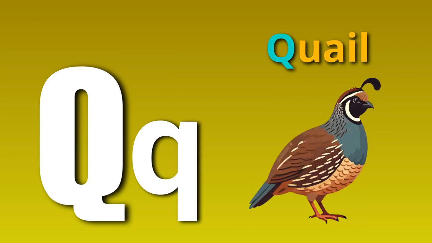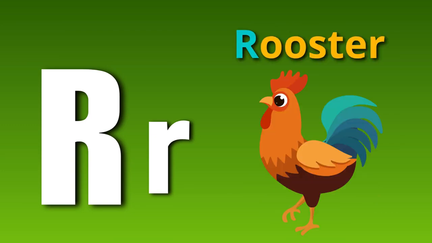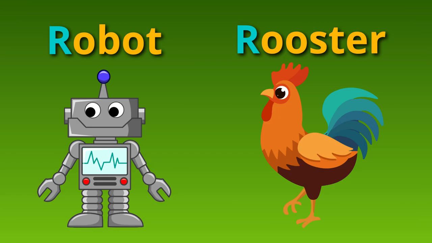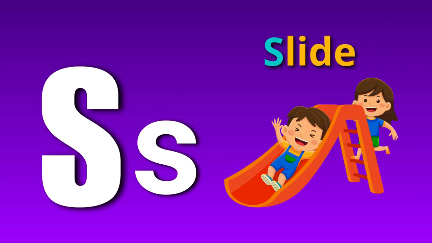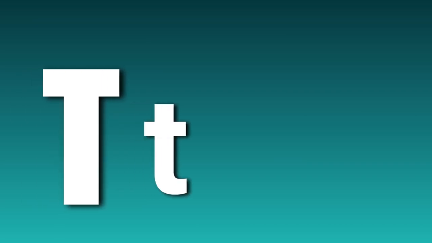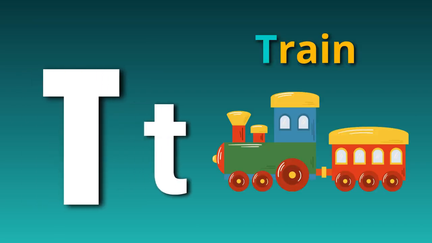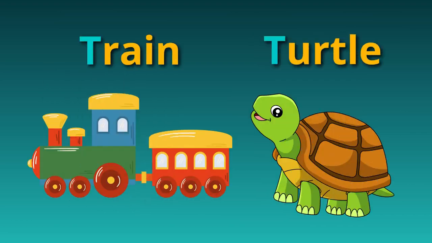Q for quilt. Q for quail. Q. R for robot. R for rooster. R. S for snake. S for slide. S. T for train. T for turtle.